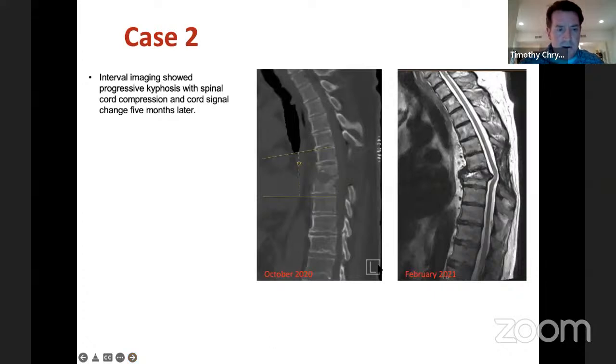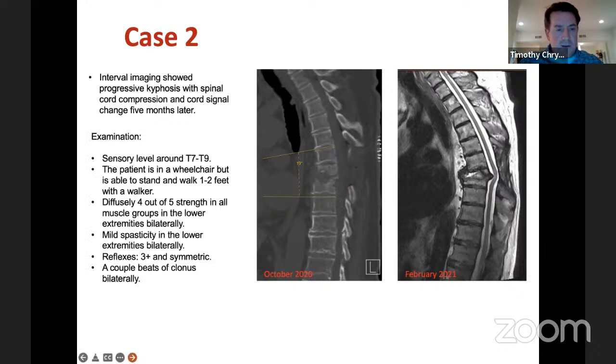You can see here the interval imaging that was performed. This MRI was actually several months before presenting to our clinic. You can see the development of a pretty severe kyphosis with retropulsion of an infected disc osteophyte complex with associated T2 cord signal change on the right.